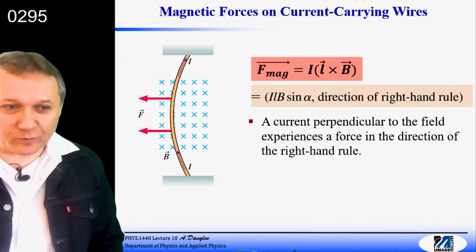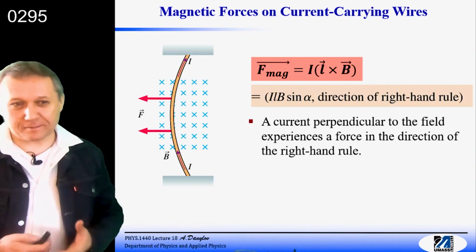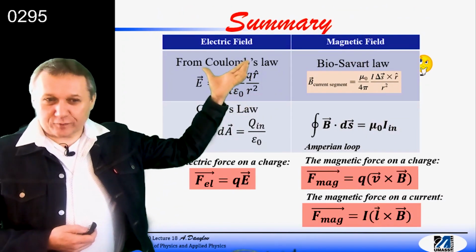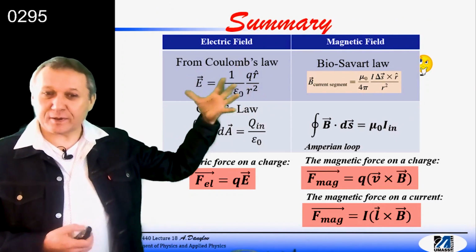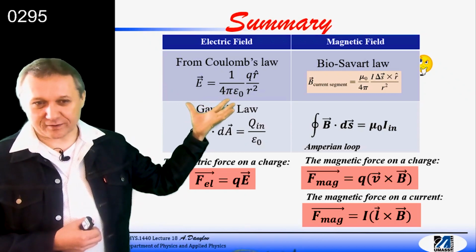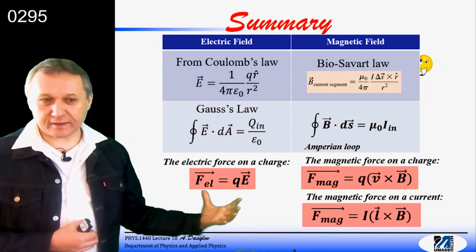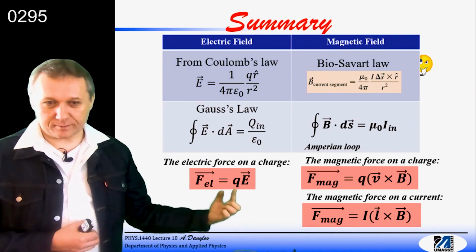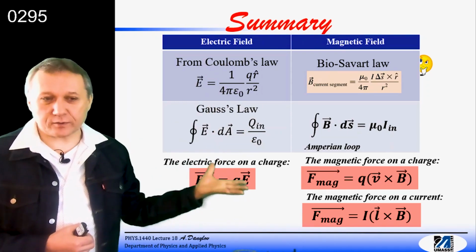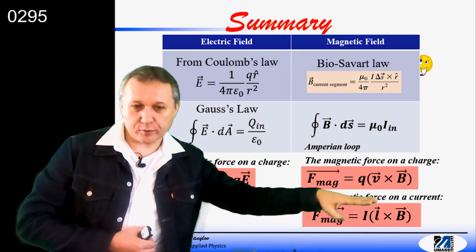So that's what we need to know about the magnetic force. Now let's summarize. In the world of electricity, these are the foundations. We had two ways of finding the electric field, Coulomb's law or Gauss's law, and then the electric force, F equals QE. That is the foundation of electricity. Now the foundation of magnetism, up to this line.